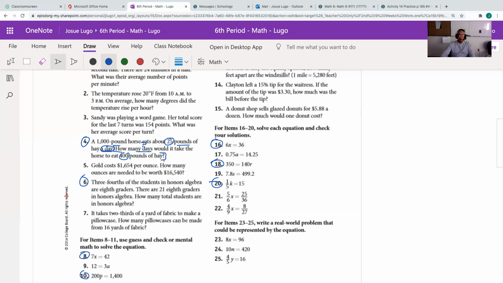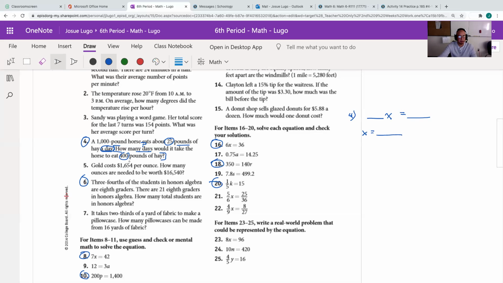The first thing we want to do, and you'll find that in number 4 on Schoology, there's going to be 2 parts to it. The first part is we have to build the equation. It's going to say blank x is equal to blank. And then on the bottom, it's going to say x is equal to what? All right, so first let's build the equation.